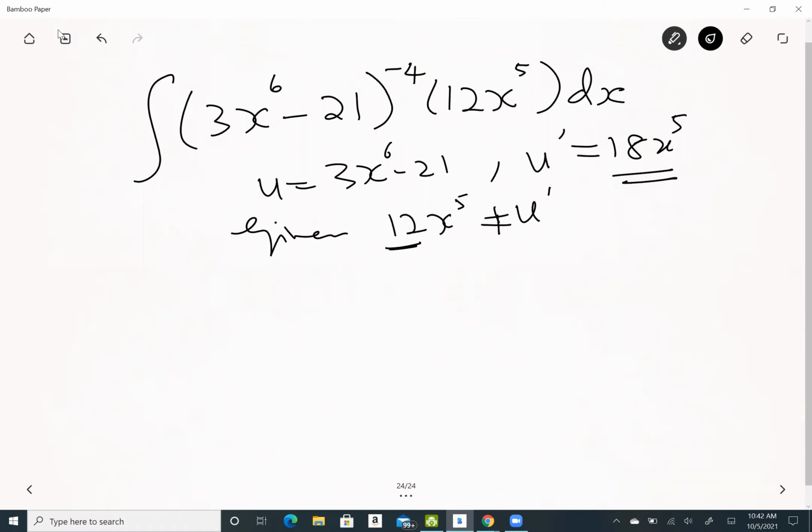Multiply by what? 1.5. You make your life difficult. You multiply by 1.5 over 1.5. 12 multiplied by 1.5, is it 18? Yeah, okay, you can do that. You can multiply by 1.5 multiplied by 12, because you are short by 6. That's a good idea. You multiply by 1.5 divided by 1.5.